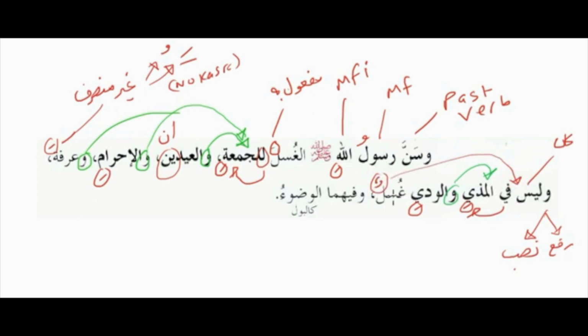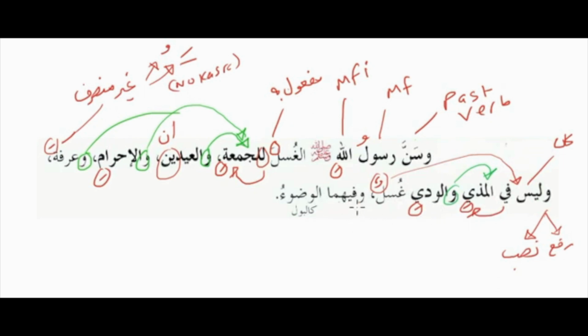Next, ليس. This is from كان وأخواتها, so it's going to give the ism a رفع and the khabar a نصب. في المذي والوادي: the waw is the ataf, so the ataf goes on to madhi, and therefore the fi will also be affecting wadi. The word غسل is غسلٌ. Why is it غسلٌ? Because this is the ism of ليس. ليس غسلٌ في المذي والوادي. The ism, and then this would be considered the khabar, like we're going to see in a bit.